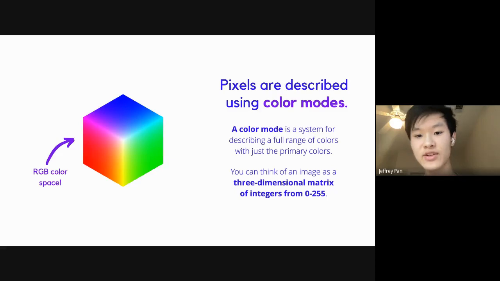And pixels are described using what are known as color modes, which are systems for describing a full range of colors with just the primary colors. So the classical one that a lot of us know is RGB, where basically just from mixing combinations and intensities of red, blue, and green, we are able to get any sort of color that we want. And essentially, thus, we can consider an image as a three-dimensional matrix of integers from 0 to 255. We have this large grid that comprises the image. And for each pixel, we have 3 numbers from 0 to 255, a red value, a green value, and a blue value.